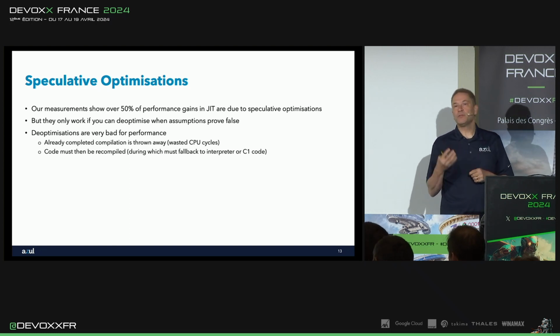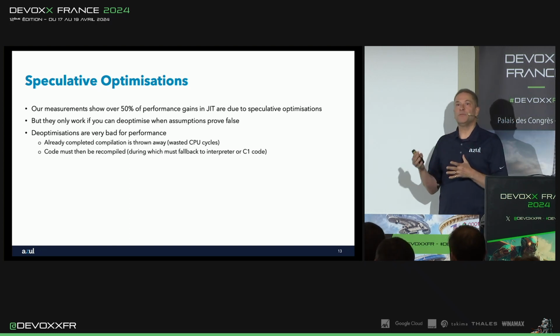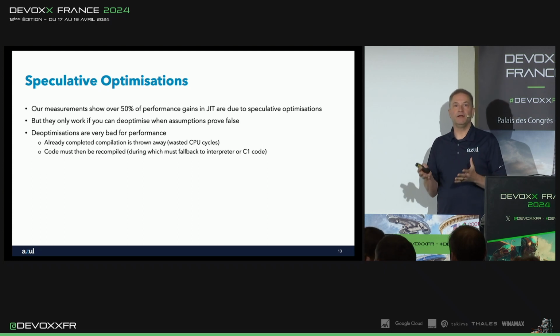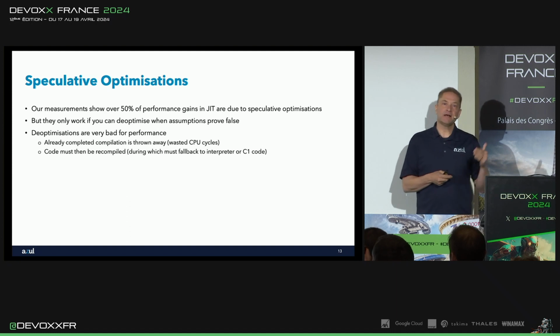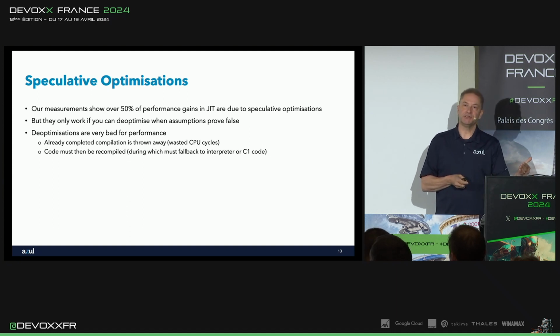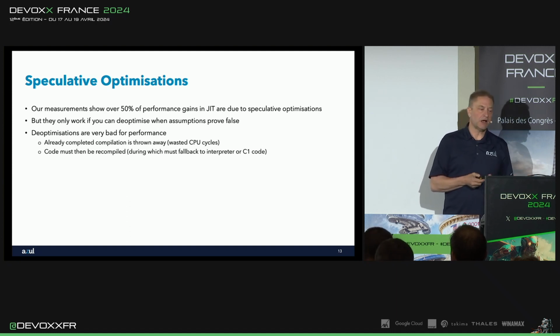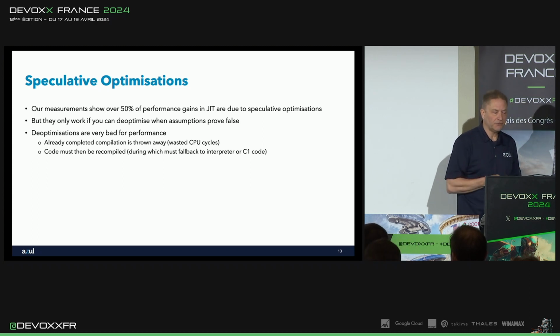And with the work that we've done at Azul, we've actually figured that about 50% or more than 50% of the improvements in performance we get from JIT compilation are down to using speculative optimizations, because we can do different things than we can with ahead-of-time compilation.